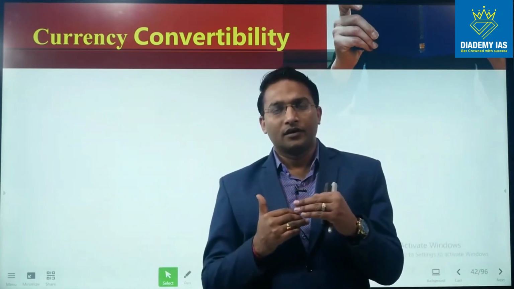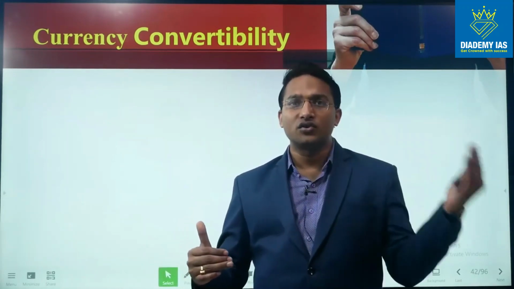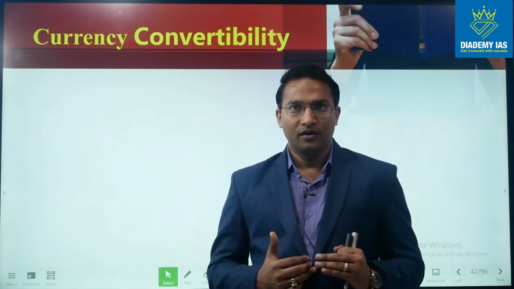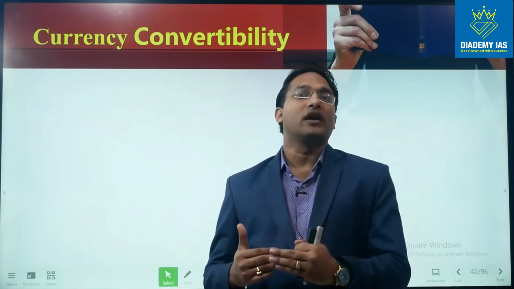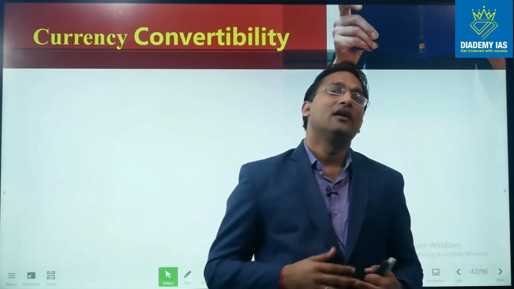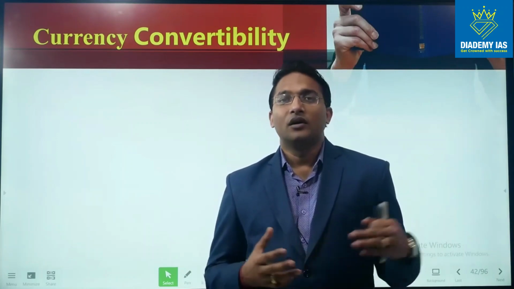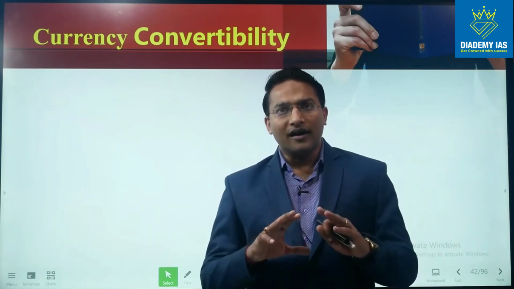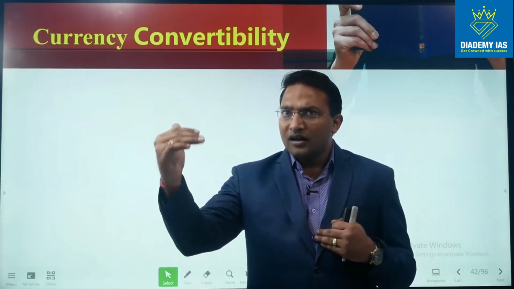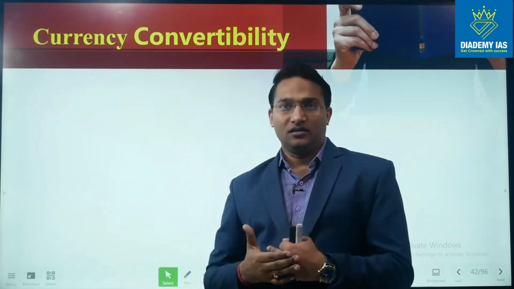For example, if an Indian company like Infosys is exporting IT services to the USA, then they will get US dollars as payment. Or if I am importing a TV from a country like China, I will have to pay in Chinese RMB. So for conducting all these transactions, the prerequisite is that the currencies of two countries should be able to exchange with each other.